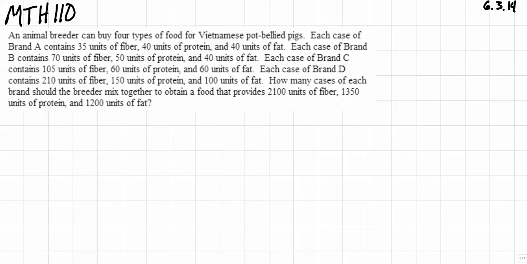Well, first off, we're going to need a system of equations or a matrix to represent all of this data. So we start off understanding that there are 4 brands. There's brand A, brand B, brand C, and finally brand D. So I'm going to set up a matrix, and I'm going to say we have brand A here, brand B here, brand C right here, and finally brand D over here.